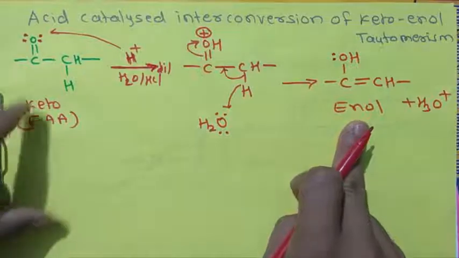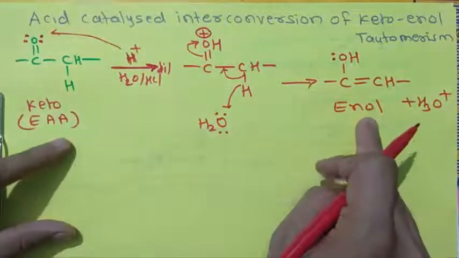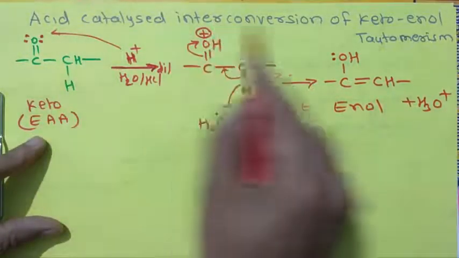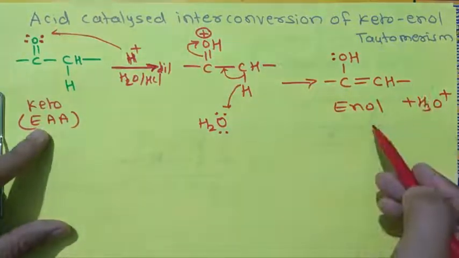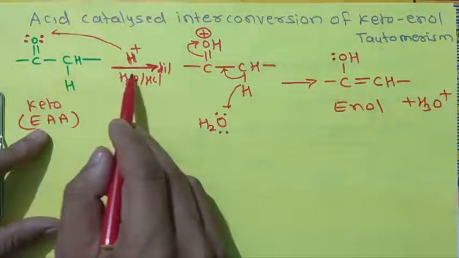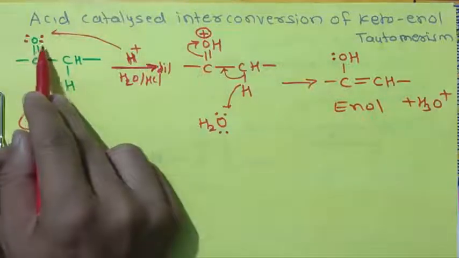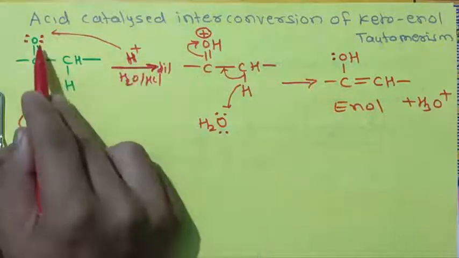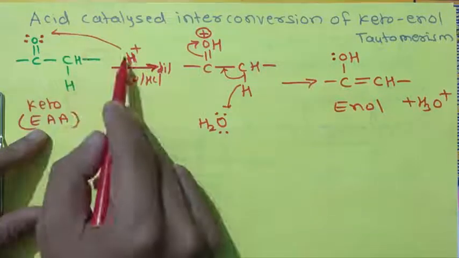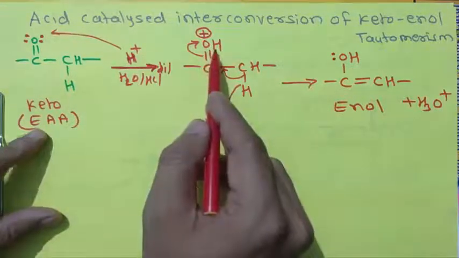This is how the conversion takes place. Which conversion? The acid catalyzed interconversion of the keto form into the enol form. The first step is the protonation of the carbonyl compound. The lone pair abstracts the proton, and there is a formation of this intermediate.